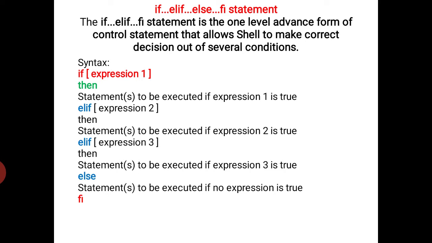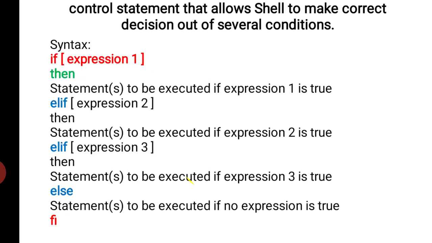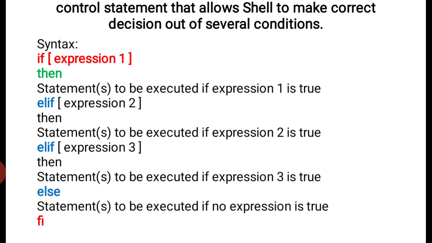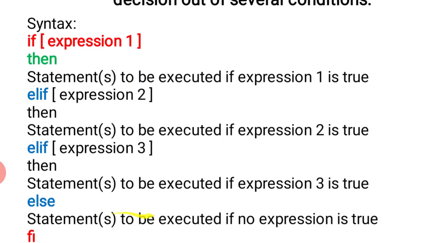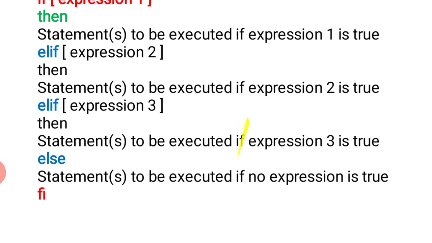So the alternate option in Unix is: if expression 1. Here we have used the test command, or sorry, square braces, then the keyword then, and statements to be executed if expression 1 is true, else if, that is elif. Then again we have to use the then keyword. Next, if expression 2 is not true, then it goes to expression 3, elif, then statements to be executed if expression 3 is true.